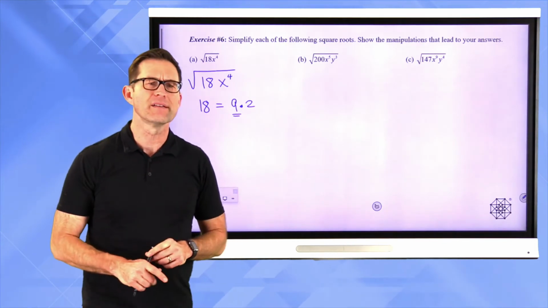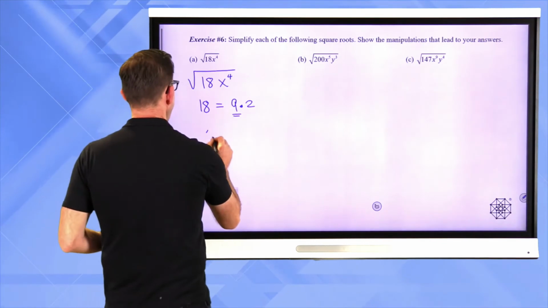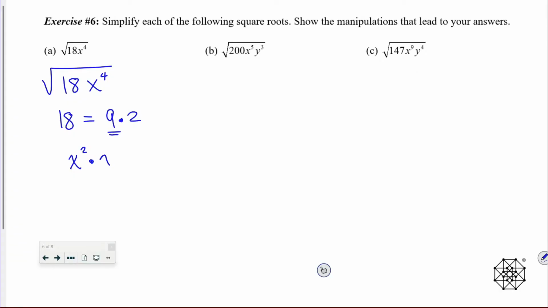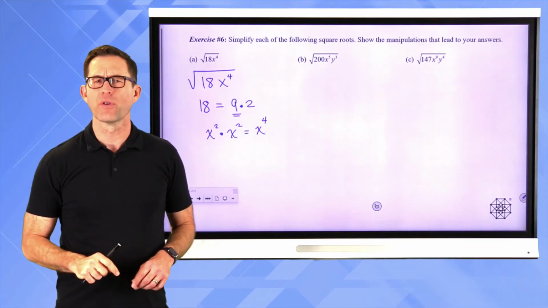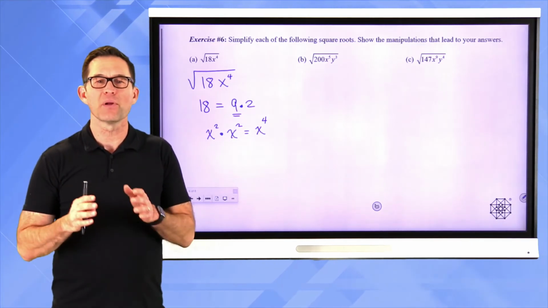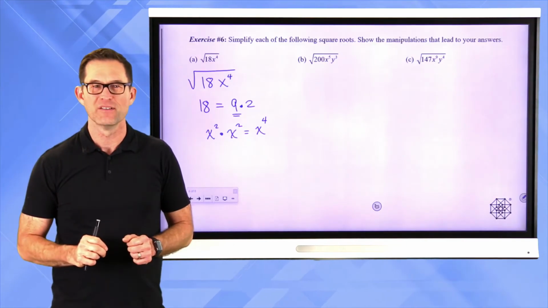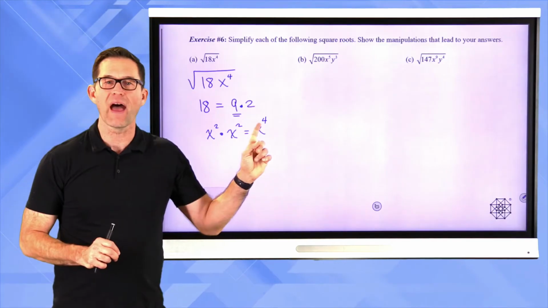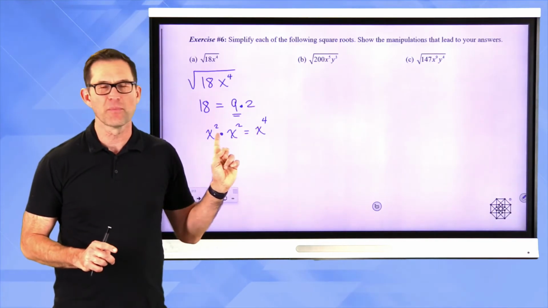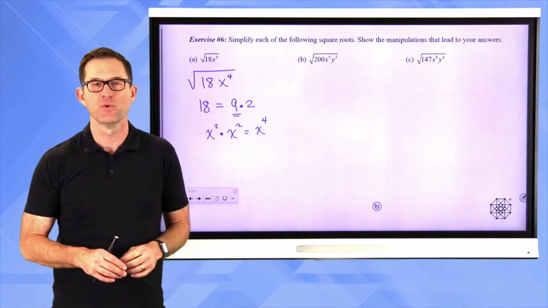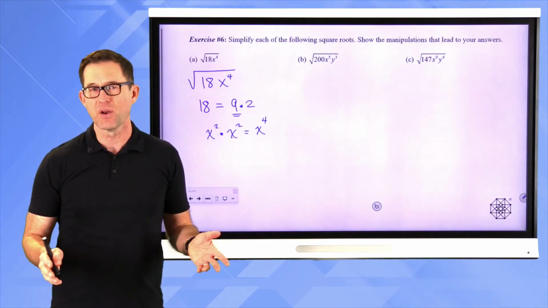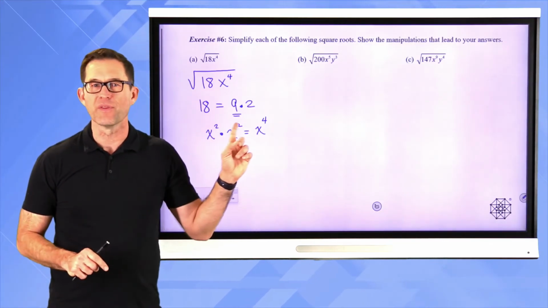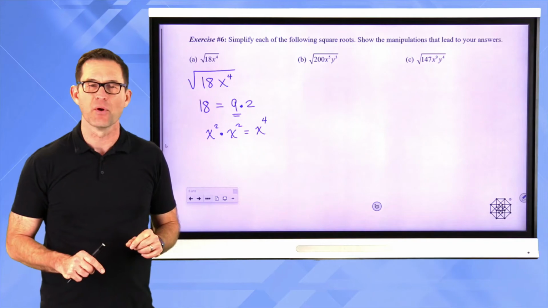Now the other thing I'd like to note is that x squared times x squared is equal to x to the 4th. Not because 2 squared is equal to 4, but because 2 plus 2 is equal to 4, right? So when we multiply two things that have the same base, we add their exponents. We don't multiply them. Unfortunately, 2 plus 2 and 2 times 2 are the same number. But be very clear, this is equal to 4 because we add the exponents.